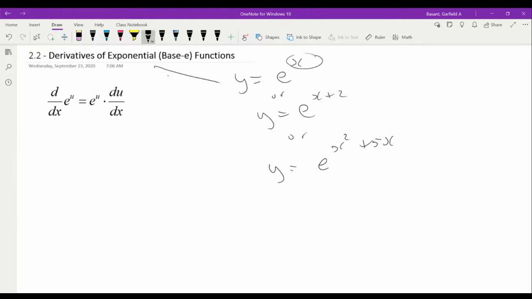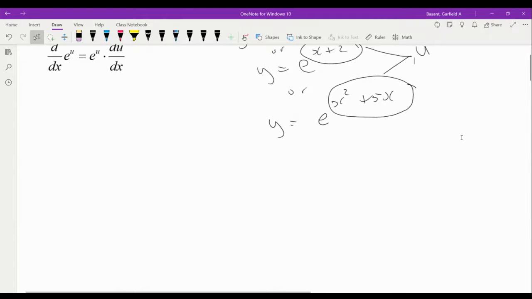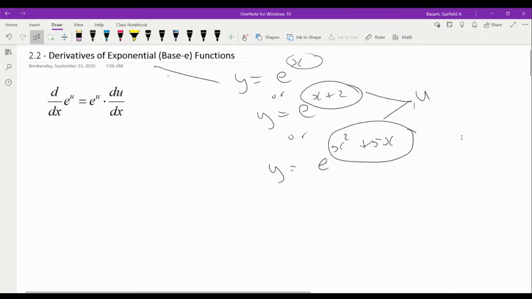When it has more than just x, like x plus 2 and x squared plus 5x, they normally refer to the exponent as u. So our u is actually whatever the exponent is in all these problems. Are we clear with that? So our u, once again, is the exponent.